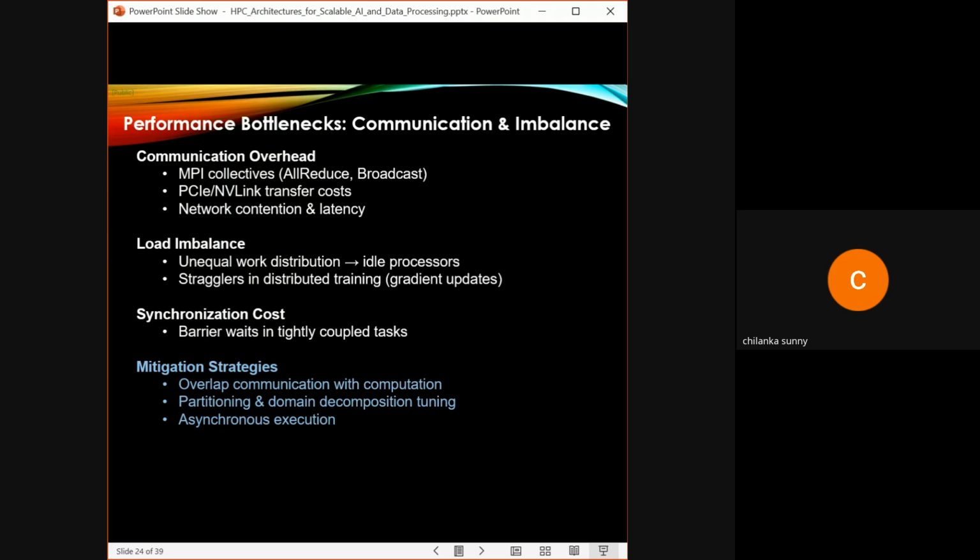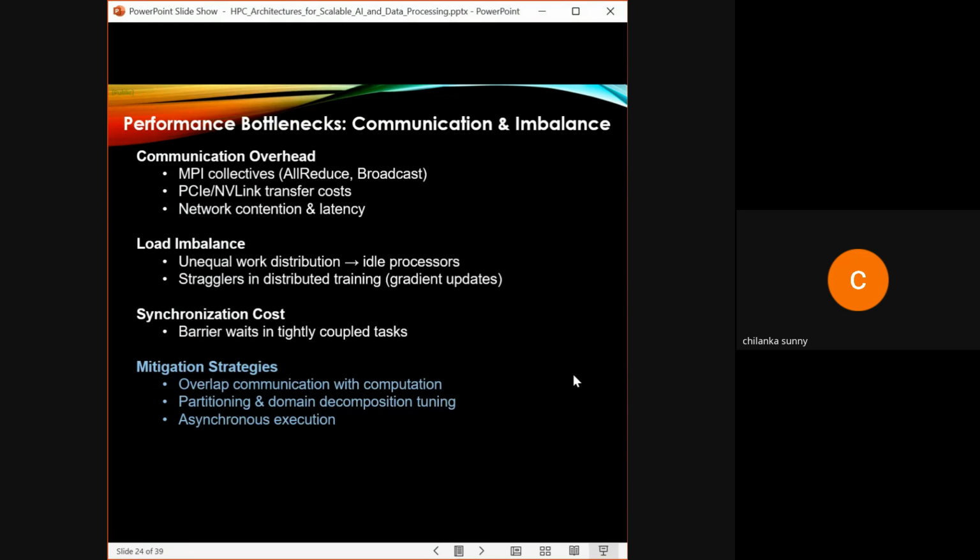Is that a question? Okay, maybe not. So as we increase the number of nodes, many-to-many communication will also be involved, and this communication can bring in an overhead.